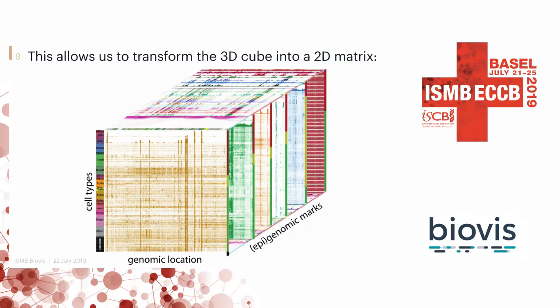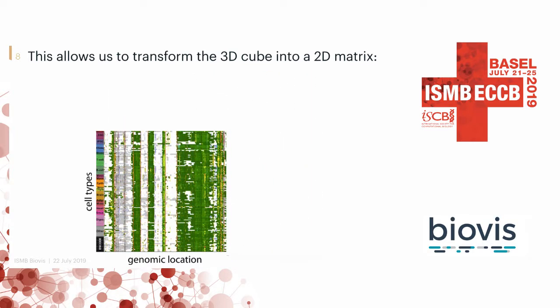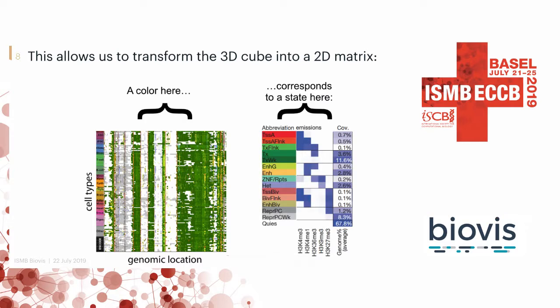Okay, good. So this allows us now to summarize this dimension, right? So we go from this hideous 3D cube to something that looks a little bit like this. The genome versus our cell types or epigenomes, and every color here corresponds to a state. So here we might see some red, indicating that that might be a transcription start site. And I apologize for this nomenclature here. Here we see some yellow, indicating that that might be some enhancer regions. We see some green, indicating that that region might be transcribed across many or all cell types.